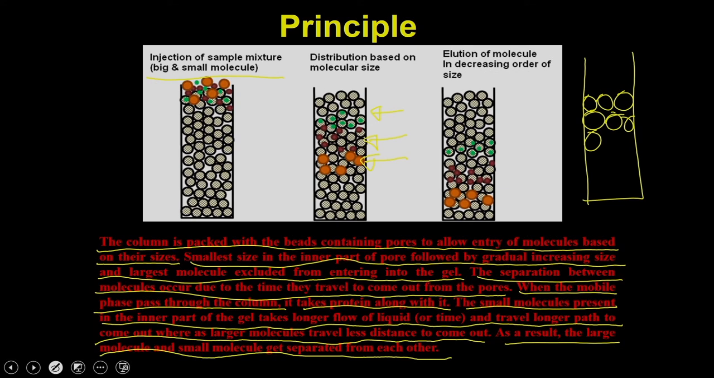In the beginning, the molecules are present on the top of the column. Once they travel throughout the column, they get distributed as per their molecular sizes and get filled into different areas of the beads. Then once you flow the mobile phase, the proteins travel throughout with the mobile phase, and that's how the orange will come first, the red will come later on, and the green will come toward the end, and that's how all these molecules are separated from each other.